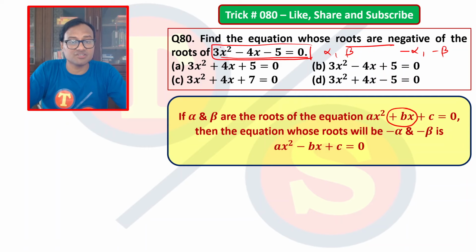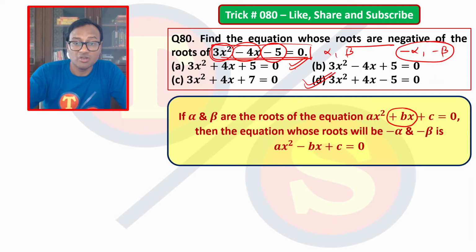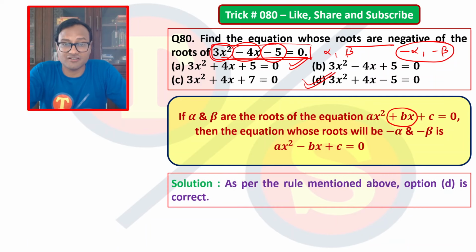So here the first term will remain 3x square, last term will remain minus 5, the middle term will become plus 4x. So 3x square plus 4x minus 5 is equal to 0 is the equation whose roots will be negative of the roots of this equation. Okay, so answer option D must be the correct answer.